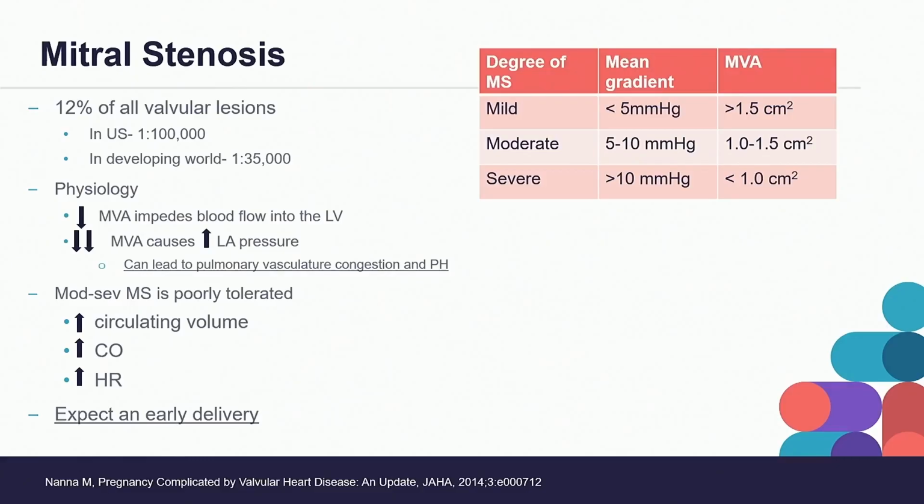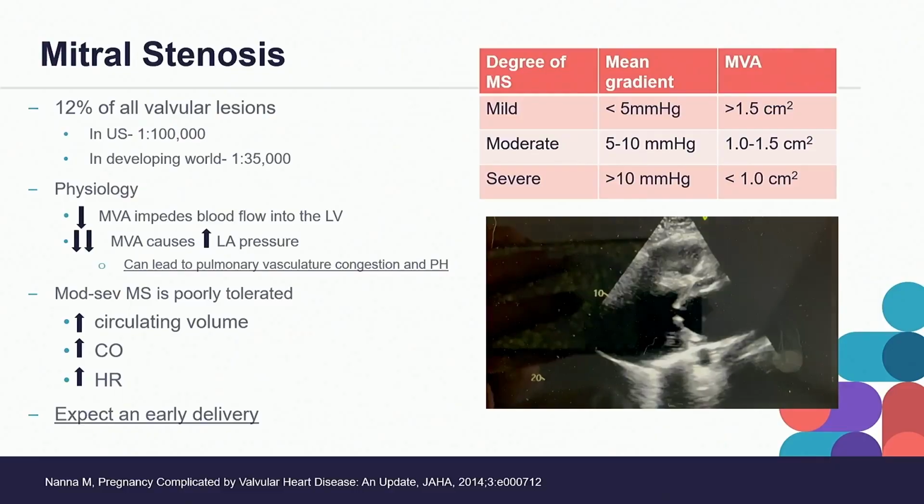We know that it's poorly tolerated in pregnancy because it's just the opposite of all the things that happen in pregnant patients. They really don't tolerate increased circulating volume. They don't tolerate the increased cardiac output, and boy, do they not tolerate tachycardia. So you should expect an early delivery in these patients.